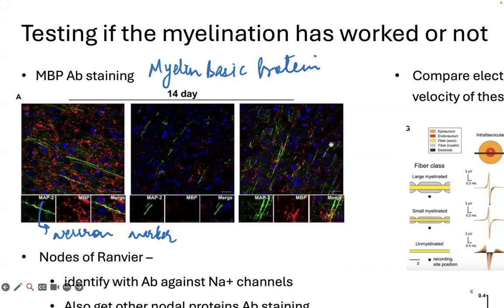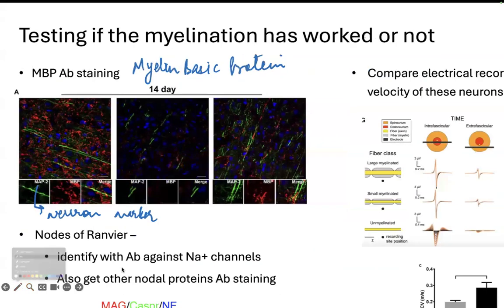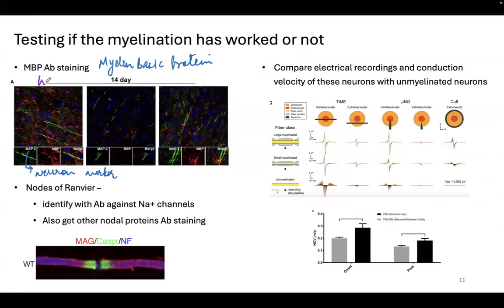So maybe I can just write that here actually. I did not realize I've messed this up. So we can call this the wild type. This is your disease, and this is after treatment. Okay. All right. So that's one thing to check. So that myelin basic protein is being produced.